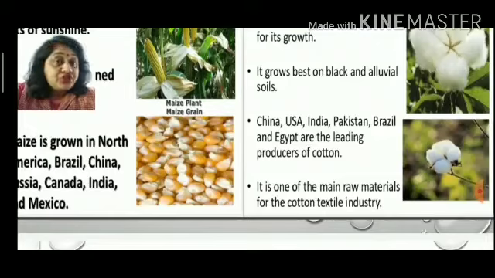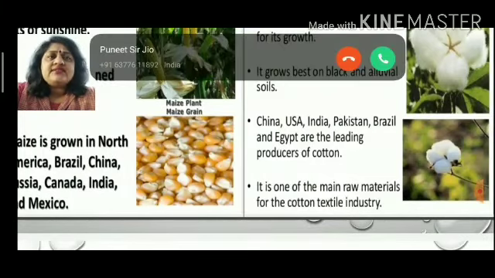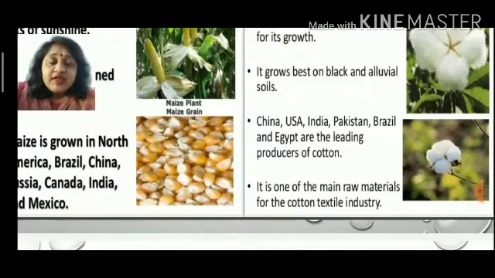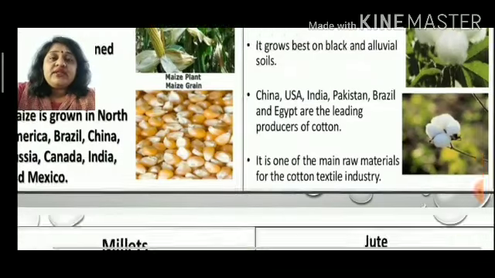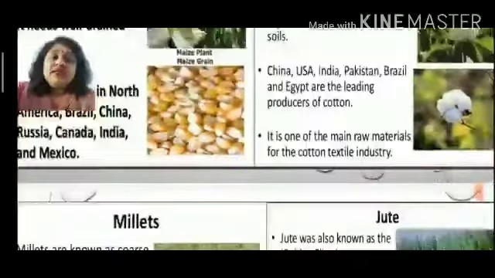As you all know, children, that cotton industry, let's talk a little differently about it. It is the industry in the world which provides large scale or huge amount of employment, or we can say it is the maximum employment providing industry in the world.